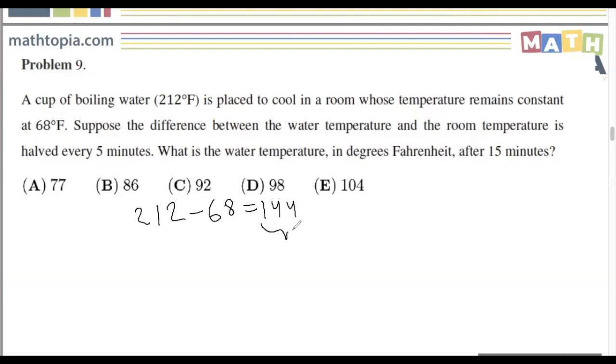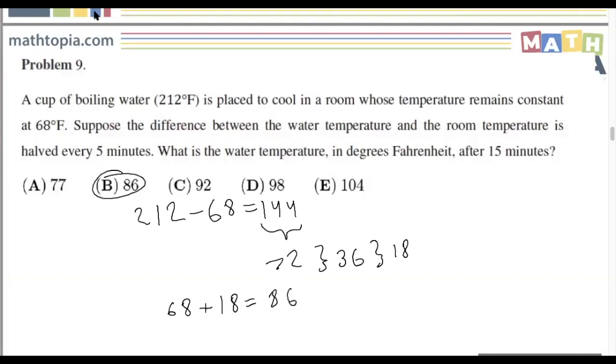So we're going to take this difference, and after 5 minutes, it's going to halve to 72. After 10 minutes, it's going to halve again to 36. And after 15, it's going to halve again to just 18. So then we can take the 68 room temperature and add back on that 18 in order to get the new temperature, which will give us 86, B. All right.